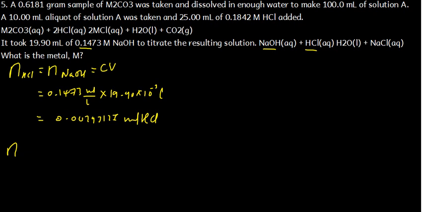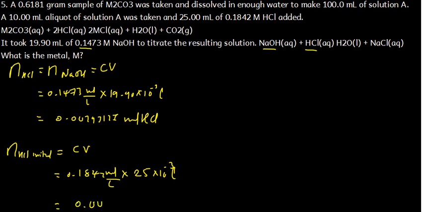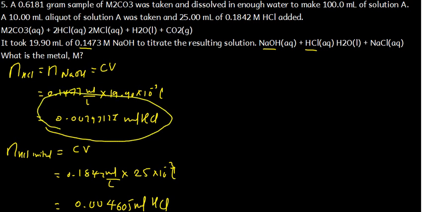So the number of moles of hydrochloric acid initially is equal to concentration times volume. The concentration is 0.1842 mole per liter, and then the volume is given as 25. We convert that to liters by multiplying by 10 to the power negative 3. So that is going to give us 0.004605 moles of hydrochloric acid. Now just look at this. These are the number of moles of hydrochloric acid which react in the second reaction. These are the initial moles which are given.